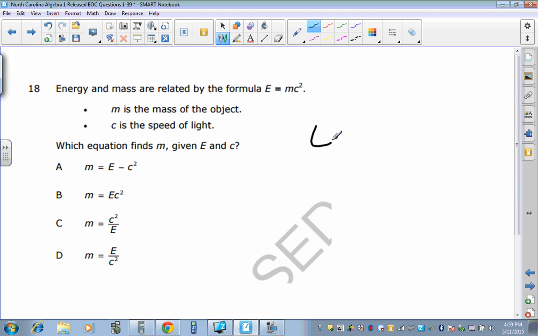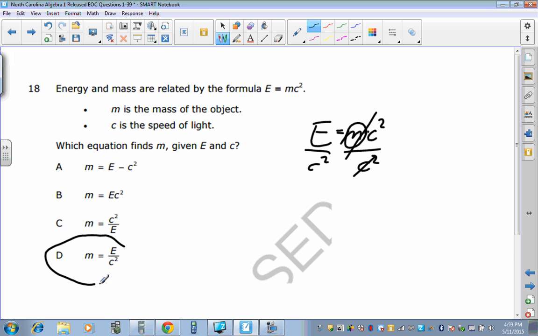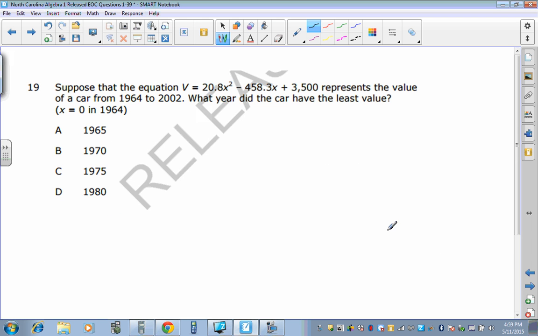Okay, let's look at this one. E equals MC squared. They want us to find M. It's being multiplied by C squared, so we would just divide by C squared. That'd be our answer. 19.